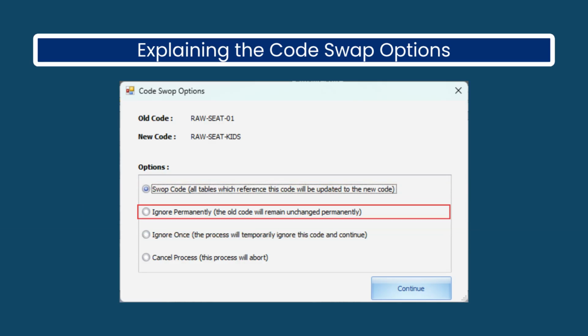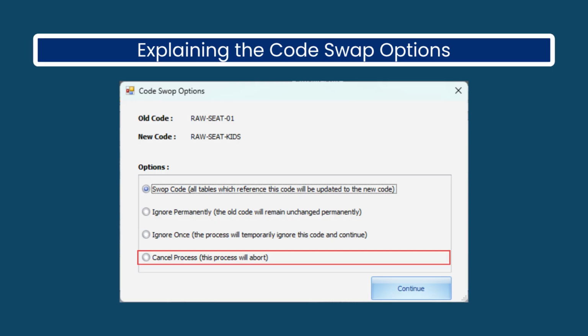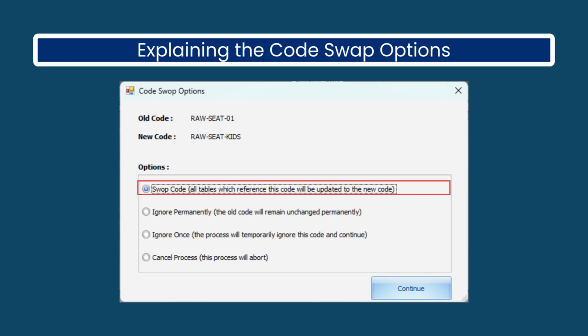The second option is Ignore Permanently. This keeps your existing Xperdyte records under the old code and treats the new code from your accounting system as a brand new, separate item. This is handy if an accidental index mismatch occurred in the background. The third option is Ignore Once. If you are unsure how to handle this specific change and need to investigate, this choice lets you bypass the code for now, so you can return to it later. However, the message will reappear during your next sync cycle. Finally, the last option is Cancel Process, which simply closes the screen without changing anything. For our example, we will select the first option to swap the code completely, and then click Continue.